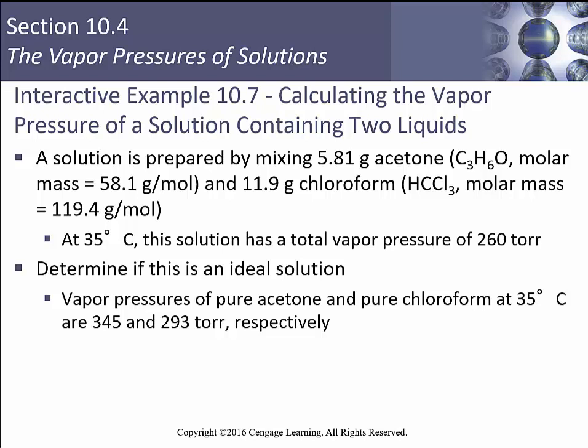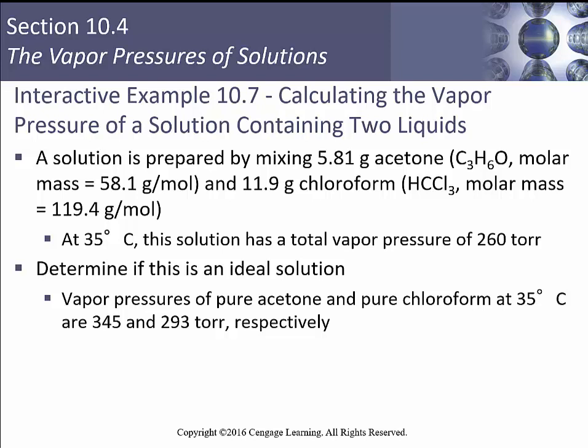Let's do another example. We've got a solution containing two liquids. We're going to mix 5.81 grams of acetone. It's given us the molar mass, and 11.9 grams of chloroform, given its molar mass. At 35 degrees C, this solution has a total vapor pressure of 260 torr. Determine if this is an ideal solution or not. Just kind of looking at it, we see acetone, which we know is going to be polar, chloroform, which we know is going to also kind of be polar. So we're going to expect some probably negative deviation, but let's look.